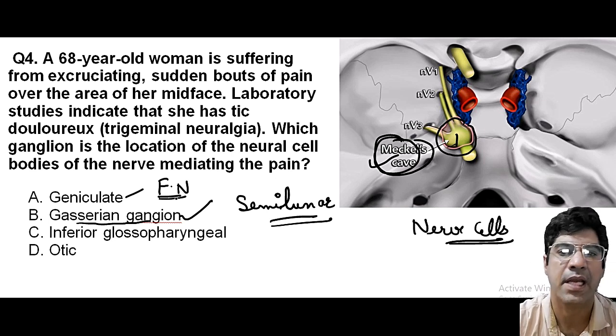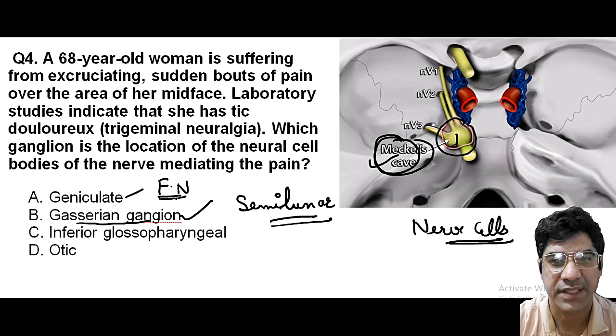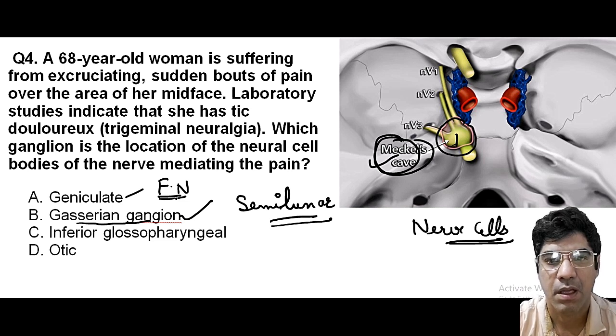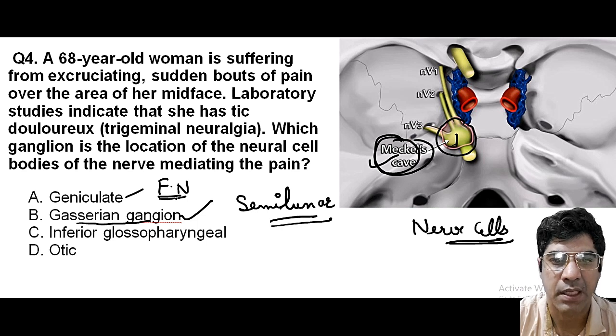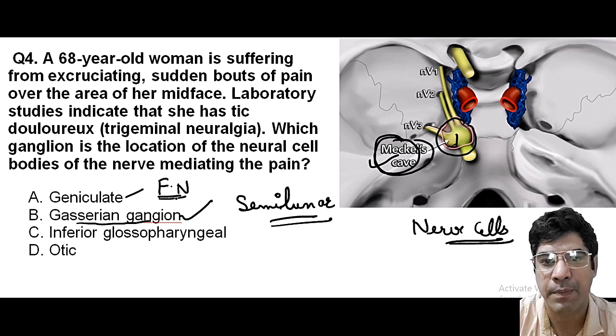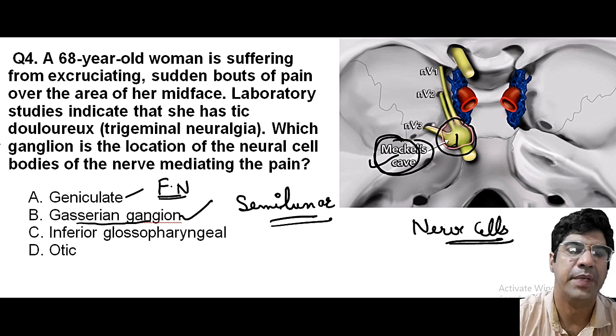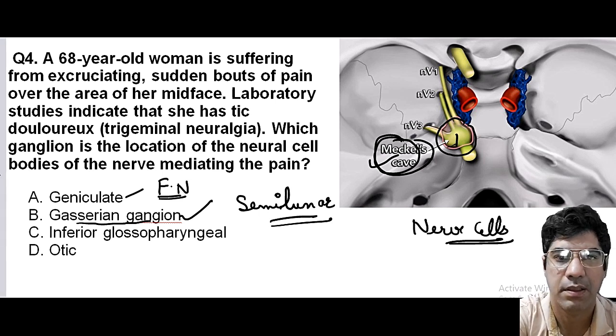Option B is Gasserian ganglion. Well, yes, it's the correct answer. Trigeminal neuralgia is a condition that is characterized by bouts of pain over the distribution of the trigeminal nerve branches. So the answer is B.